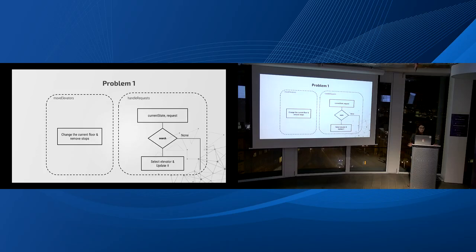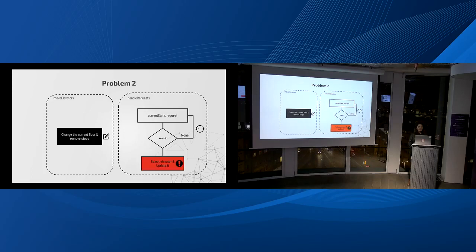But imagine if we solve this problem. There is another problem. Imagine at the same point in time we change the current floor and remove the stops. We move the elevators, and at the same point in time we select an elevator and we update it. We will miss one of the values because the elevator might be moving from the first floor to the second floor, and when we select an elevator at this point in time, the elevator has the first floor as a value, and we will update it. We will use a wrong state. So this is bad, and we will run into the same initial problem as before. So we should think about a solution.